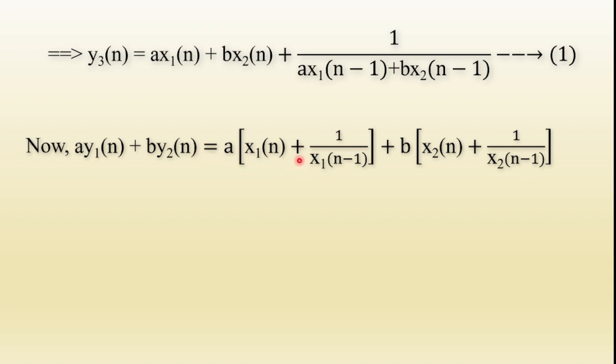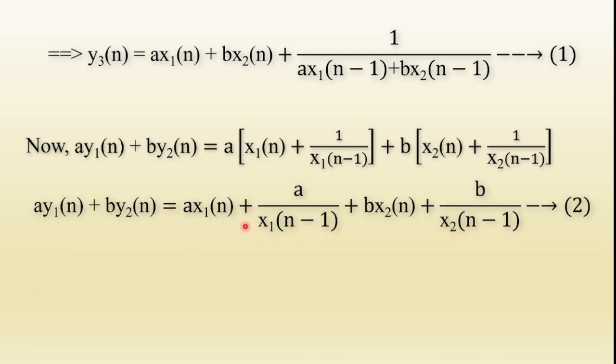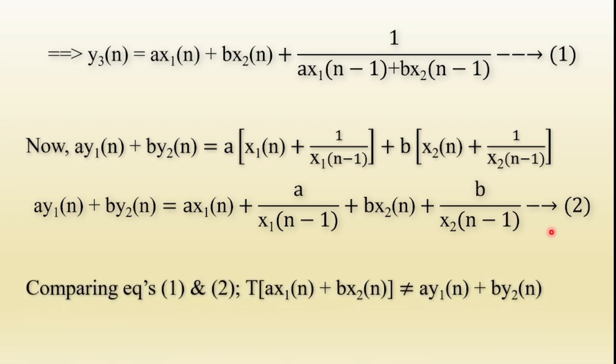Multiplying a within the bracket term and multiplying this b within the bracket term, we get the RHS term as a x1 of n plus a by x1 of n minus 1 plus b x2 of n plus b by x2 of n minus 1. And this is considered as equation 2. Now comparing equation 1 and equation 2, we get transformation of a x1 of n plus b x2 of n is not equal to a y1 of n plus b y2 of n.